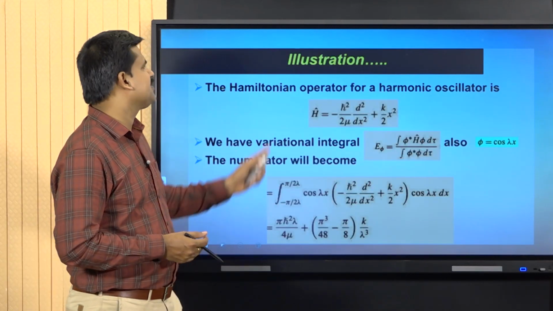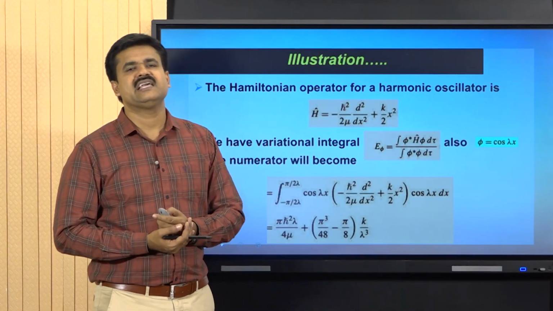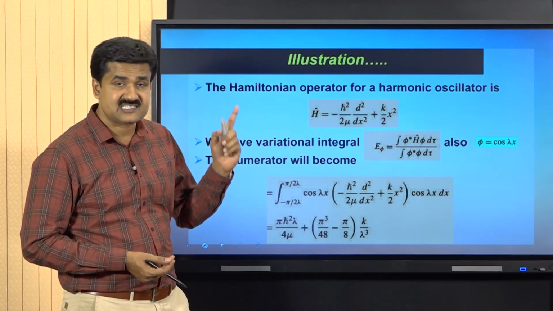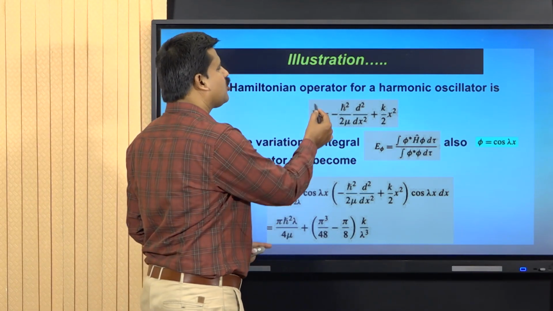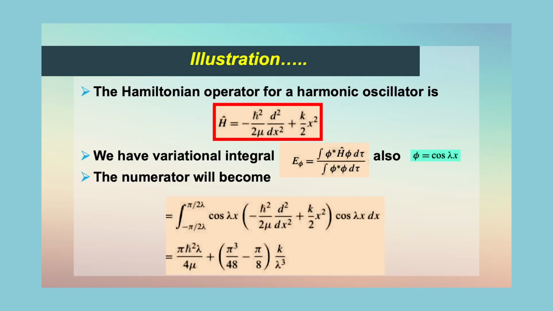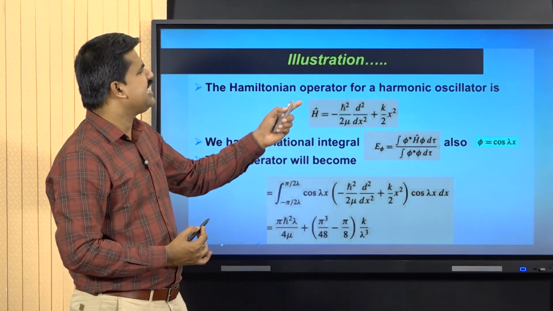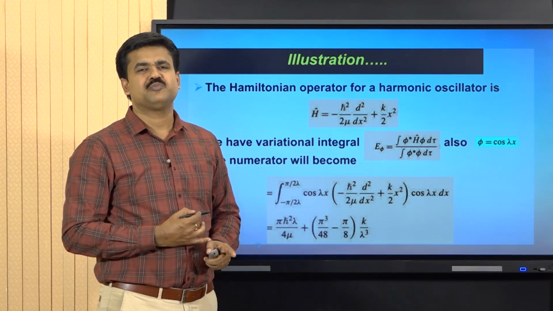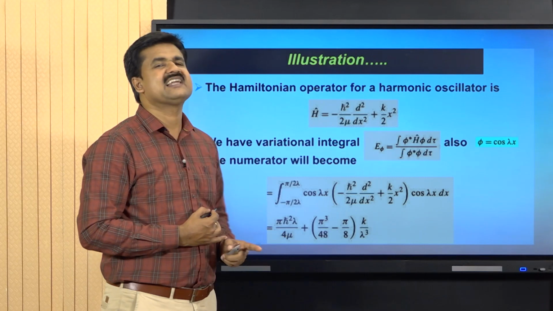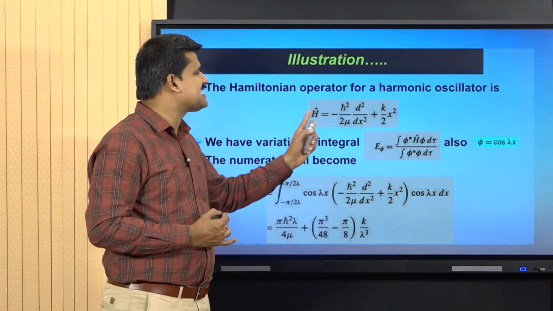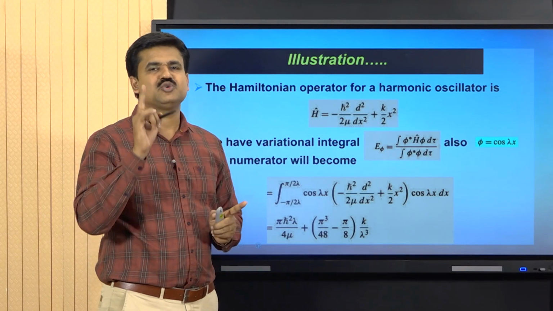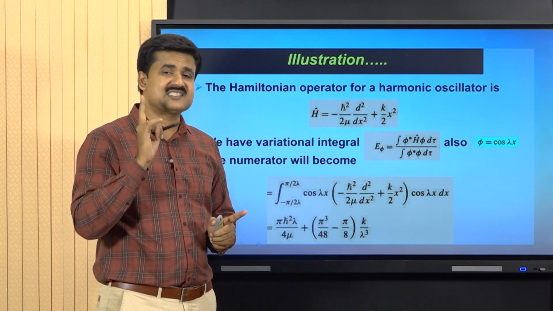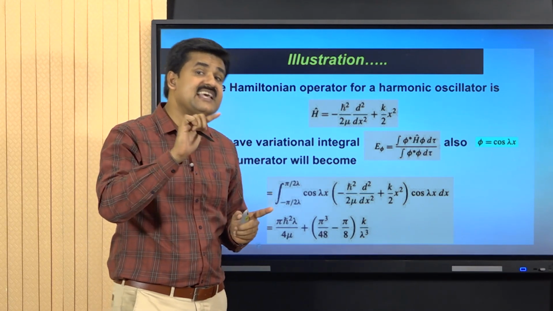We can proceed. The Hamiltonian operator for a simple harmonic oscillator is already established. H hat for a 1D SHO is equal to minus h cross square by 2 mu d square by dx square plus k by 2 x square. Here k is a constant called the force constant, h cross is equal to h by 2 pi, known as Dirac's constant, and mu is the reduced mass of the system. This is the Hamiltonian operator corresponding to a 1D SHO that executes simple harmonic oscillation along the x direction.